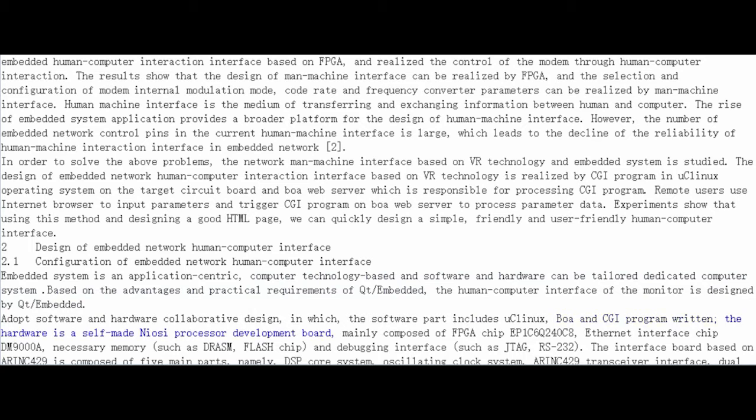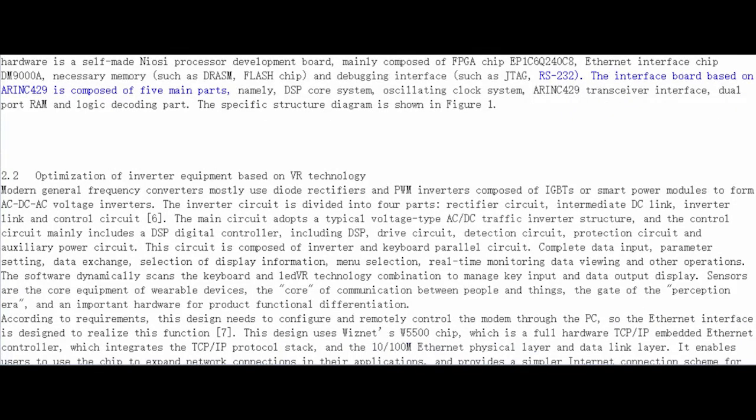The hardware is a self-made NEAC processor development board, mainly composed of the FPGA chip EP1C6Q240C8, the Ethernet interface chip DM9000A, necessary memory such as DRAM and flash chip, and debugging interfaces such as JTAG and RS232. The interface board based on ARINC429 is composed of five main parts, namely the DSP core system, oscillating clock system, ARINC429 transceiver interface, dual port RAM and logic decoding part. The specific structure diagram is shown in figure 1.